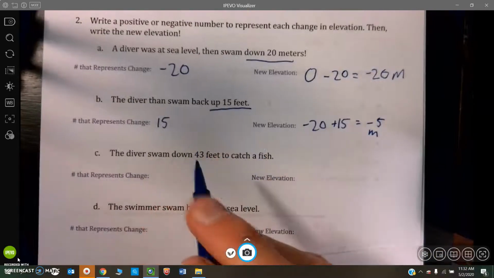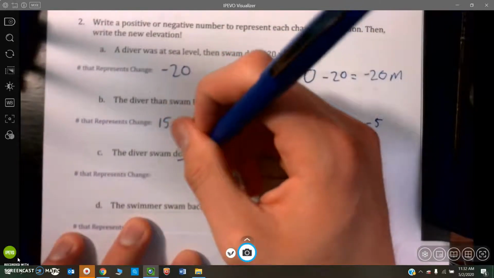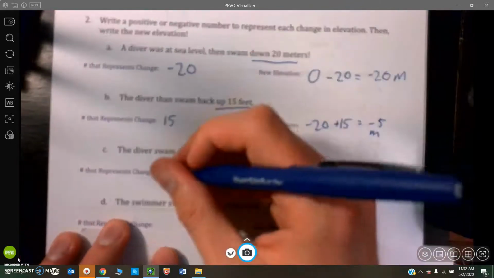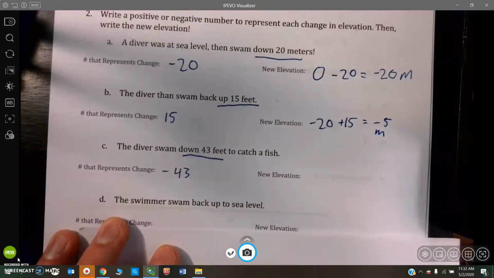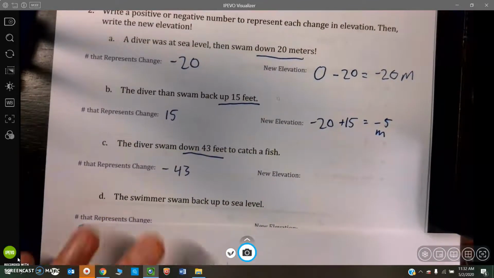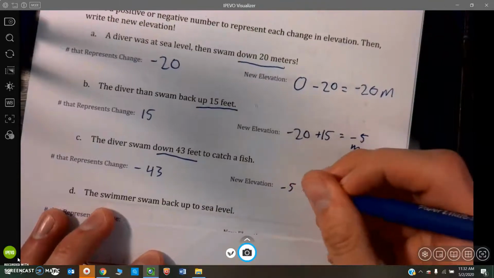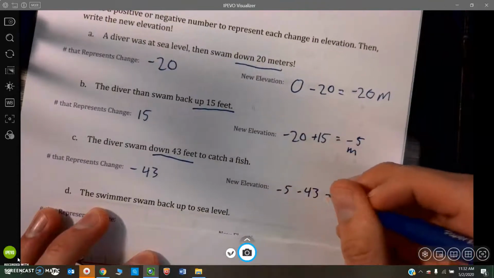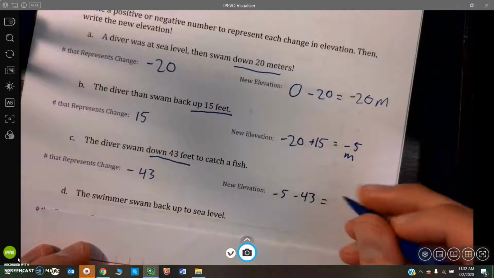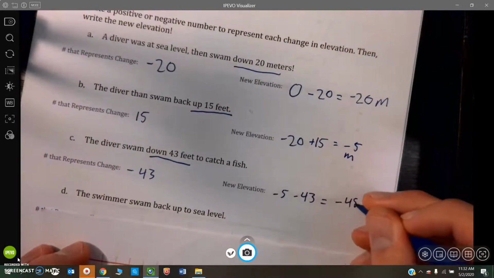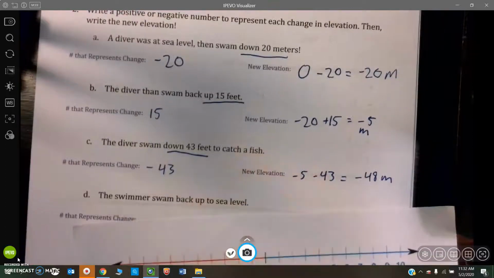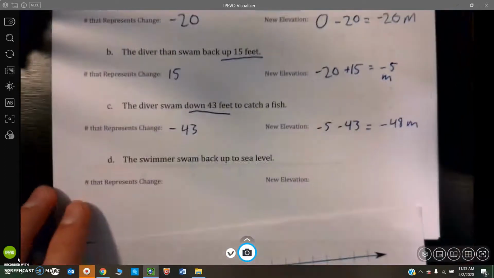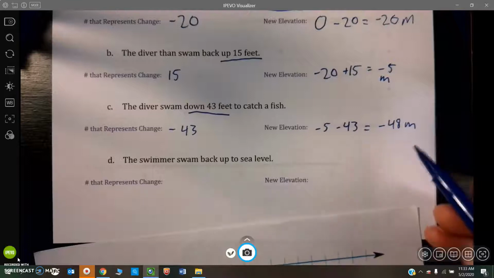So the diver now swam down 43 meters, we'll say, which would be negative 43, because anytime you go down, that is a negative change. And so they were at negative 5, and they went down 43 more meters. So they would now be negative 48 meters, would be their new elevation. They are 48 meters below the surface of the ocean, and then they swam back up to sea level.